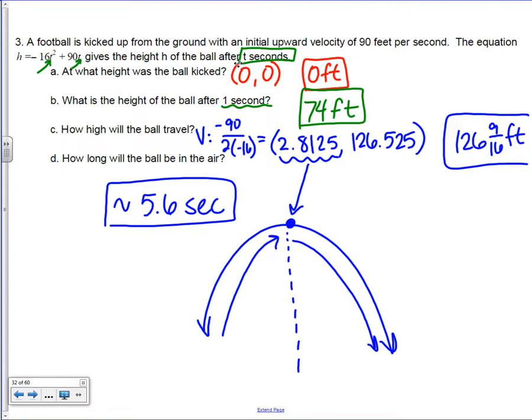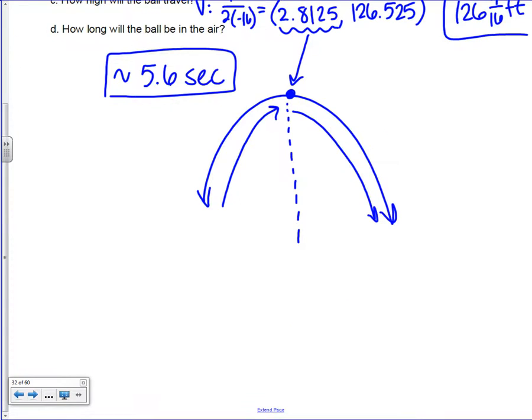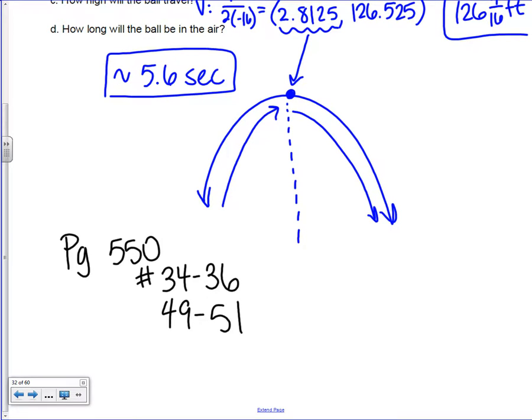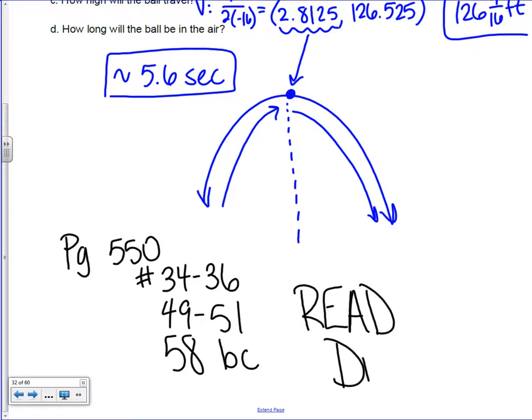All right, folks, that is your notes for today. Your homework for this section is this. Notice at number 58, you're only going to do B and C. I caution you, please read the directions so you know what they are asking you for.